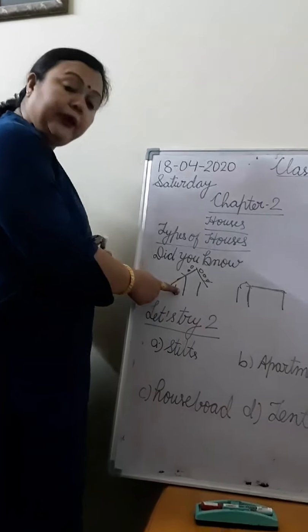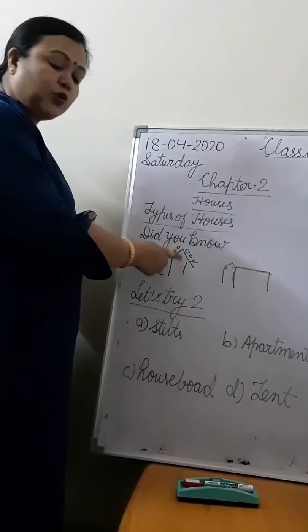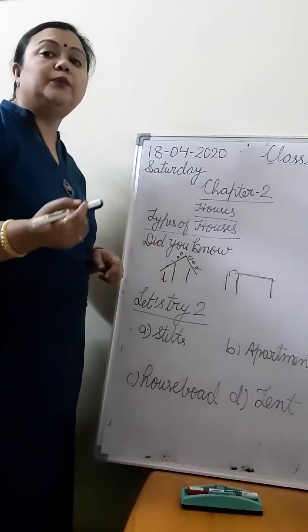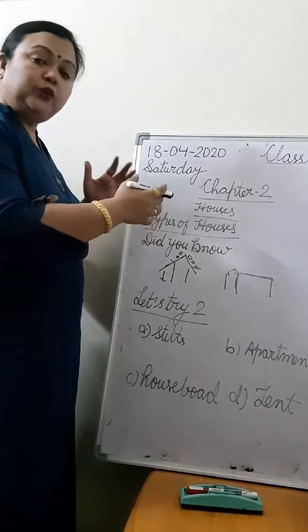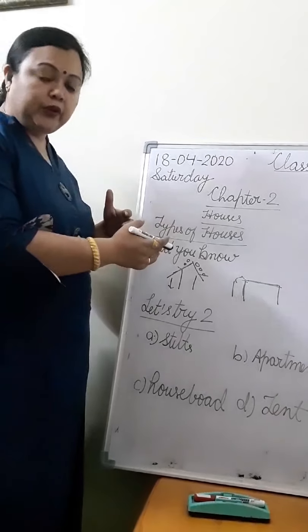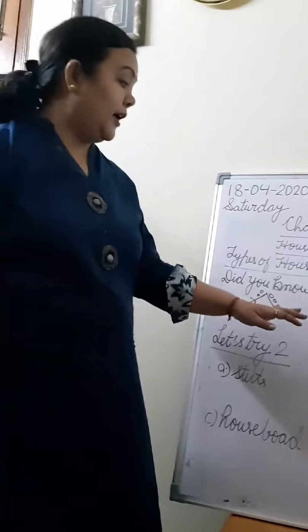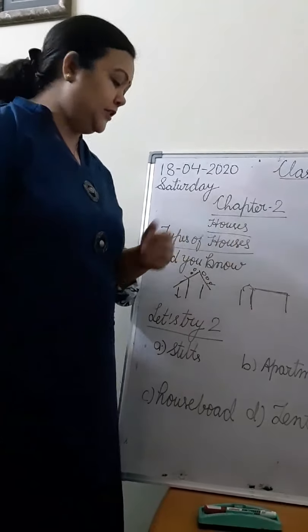In hills you will find the sloping roof, and these roofs don't allow the snow or rain water to stay over there. And that is why we make different types of houses. We find different types of houses in different regions.